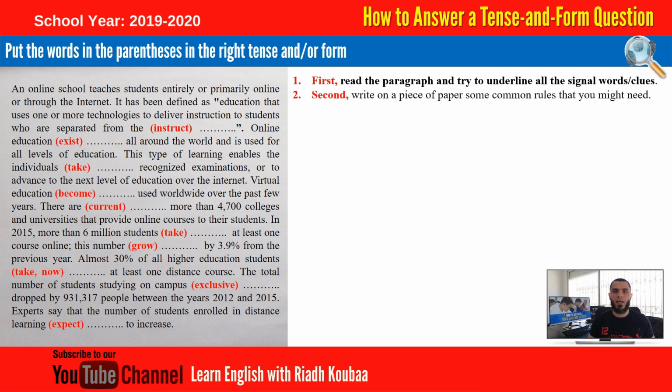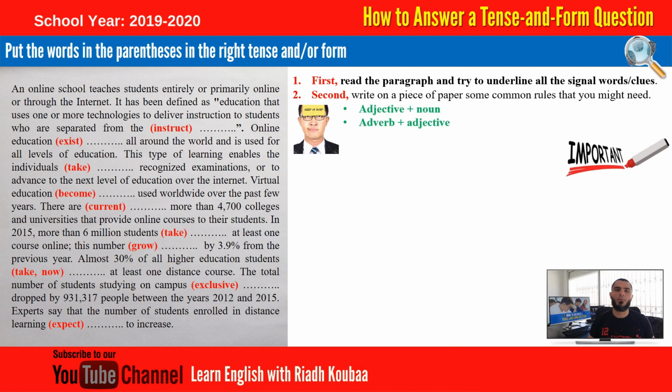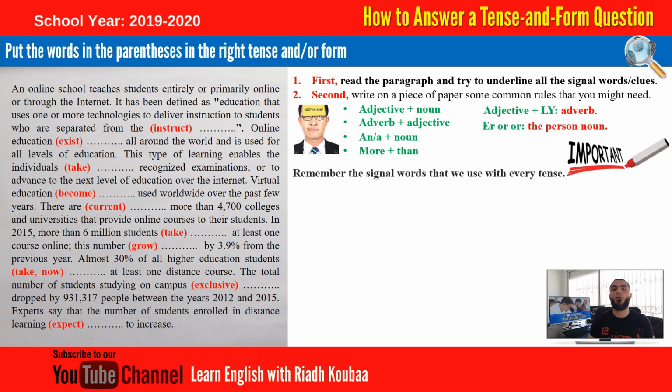Second, I advise you to write on a piece of paper and try to remember some rules that you might need with such exercises. For example, write down the following rules such as adjective plus noun, adverb plus adjective, a or an plus noun, more plus than, adjective plus ly to form an adverb, er or or when we want to form the person noun. It is also necessary to remember the signal words that we use with every tense.